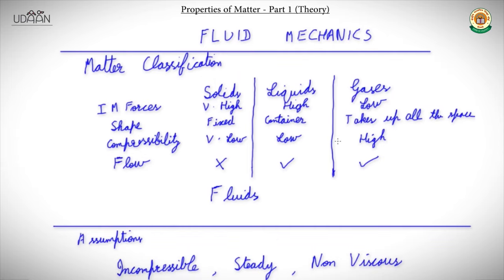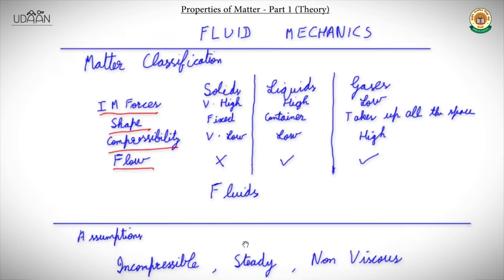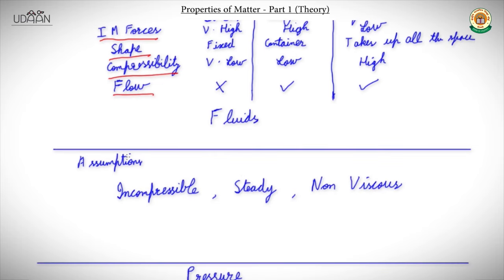If we see this table, it has solids, liquids and gases divided according to some properties. Now the property of flow is only there for liquids and gases, and that's why we call them fluids. Some assumptions we are going to make: we are just considering incompressible, steady and non-viscous fluids for this particular chapter. For the next section there will be viscous forces too.